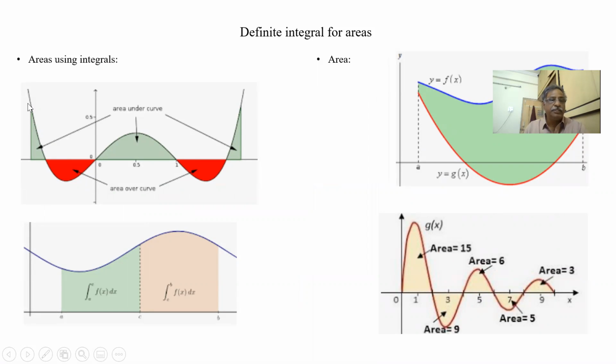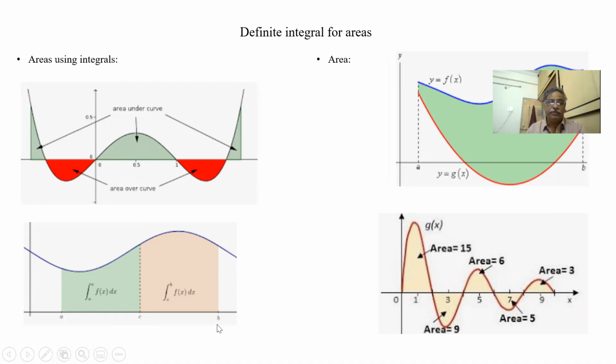Suppose this is a curve, y is f of x. Between the limits from this point to this point, these gray areas are above the axis and red areas are below. If we have to add this integral from a to b, then how does the integration behave? It will add the positive areas and reduce the negative areas. It will take it as a vectoric sum.